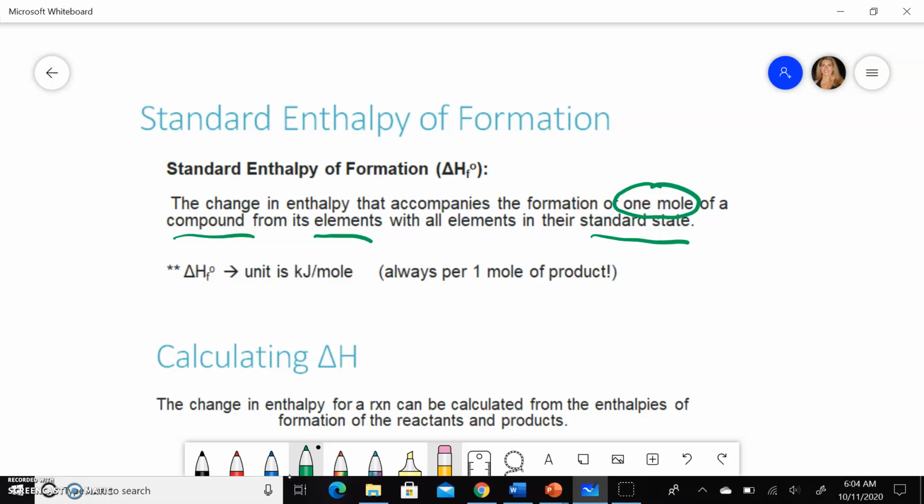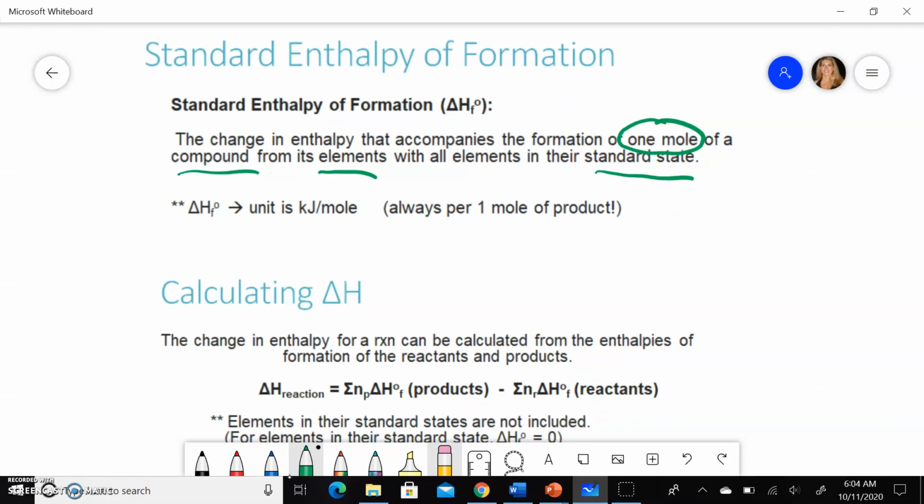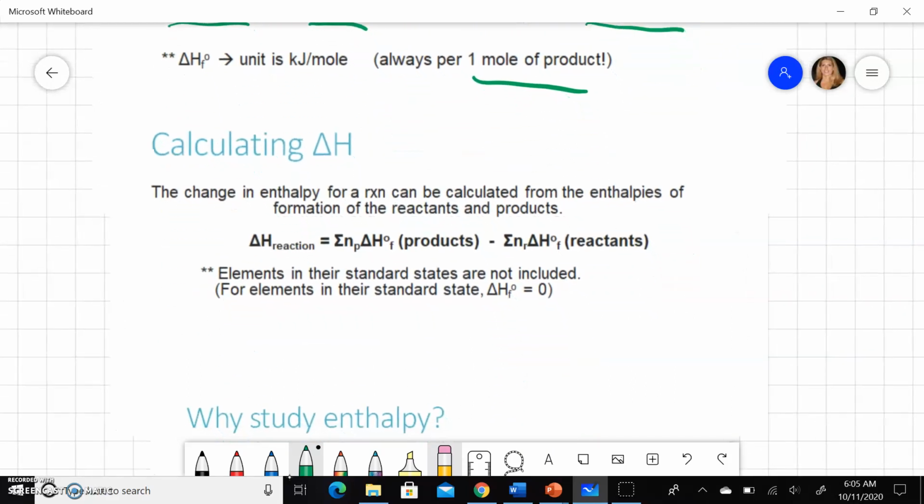And so now we've got lots of things. Delta H is the enthalpy of formation, or enthalpy. The little subscript F means the enthalpy of formation, which means you're forming it. That little superscript means that everything was in its standard conditions. And don't forget that we're always trying to make 1 mole of product. So these are just a bunch of symbols. I just wanted to make sure you understand what those symbols are.